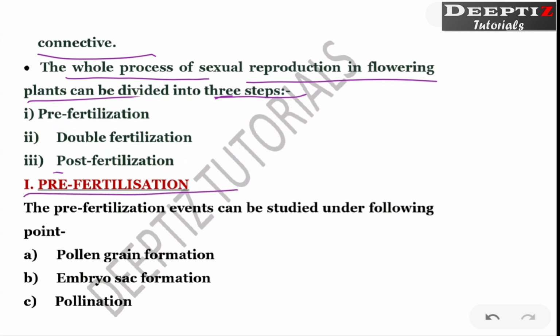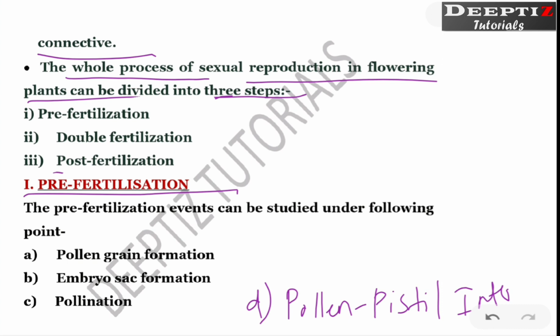In this pre-fertilization there are 4 steps. You have to understand it carefully. There are 4 steps involved in this pre-fertilization event. I am writing the 4th one in the next page. First one is pollen grain formation. So we want to know what happens before the fertilization. First, pollen grain formation will be there. That means the male reproductive part has to be formed. We will study how. Second one is embryo sac formation. So we will study how the embryo sac will form.